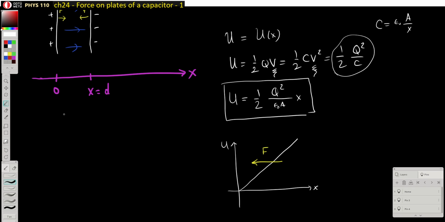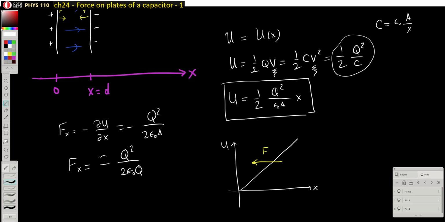In any case, let's just cut the story short. Just compute F of x, the x component of the force. So that's the derivative of U with respect to x. So that's very simple. It's Q squared divided by 2 epsilon 0 A. Okay, so that's the answer to that question. In terms of the givens, the force applied on the negative plate is this. It has the correct sign. This corresponds to a force which is pointing in the negative x direction.